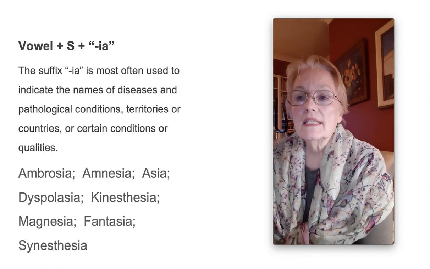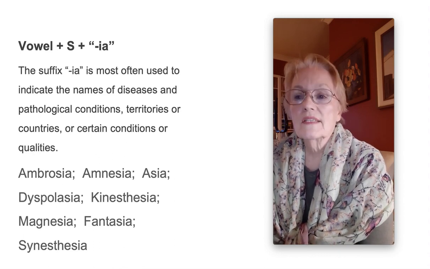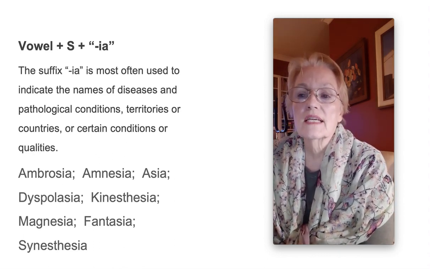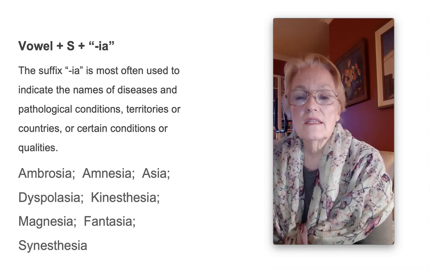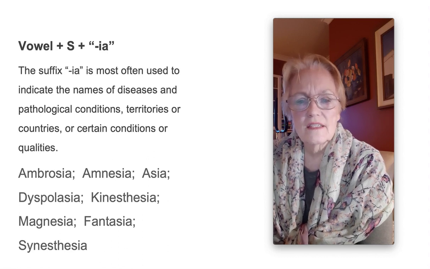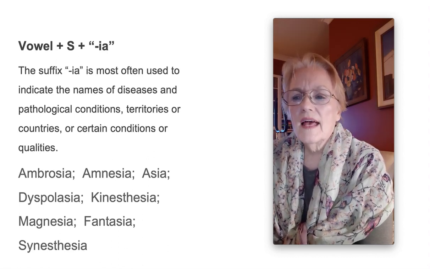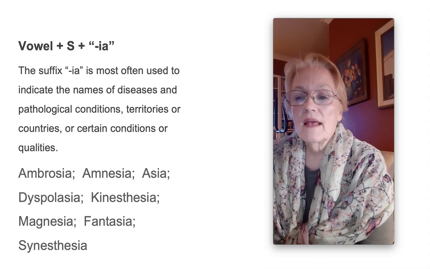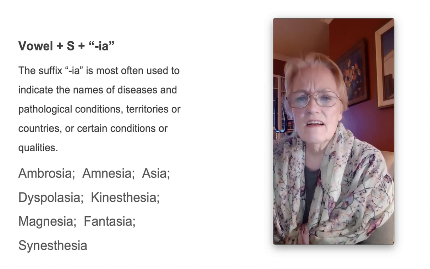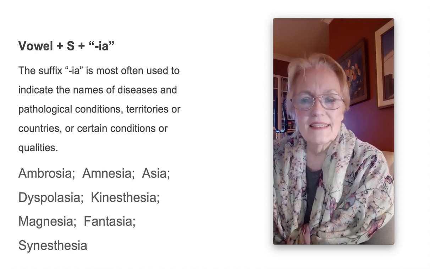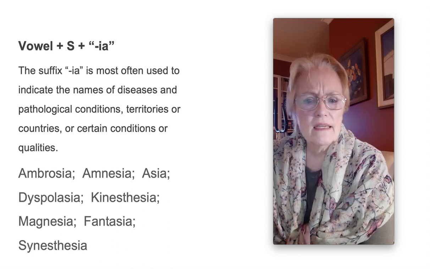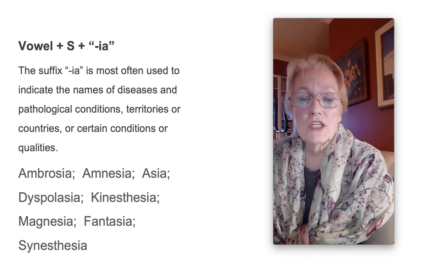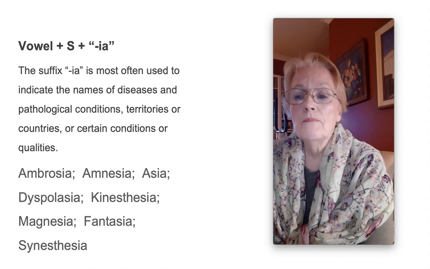Okay, so vowel plus s plus the ia suffix. Okay, the suffix ia is most often used to indicate the names of diseases and pathological conditions, territories and countries, or certain conditions or qualities. And these are the ones that I found. Ambrosia. Amnesia. I can't remember anything. I have amnesia. Asia, or we say Asia now. Okay, some people say Asia, but I think it's Asia. That would fall under this category, wouldn't it? Asia. A dysplasia. That sounds like a medical term to me.